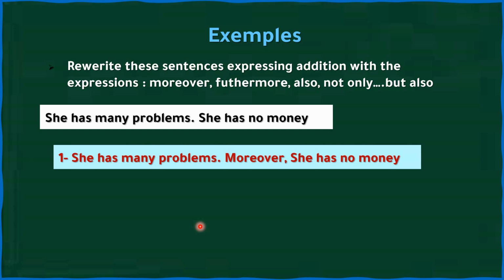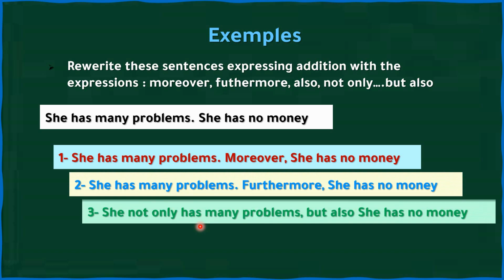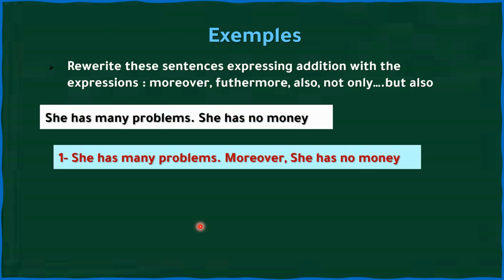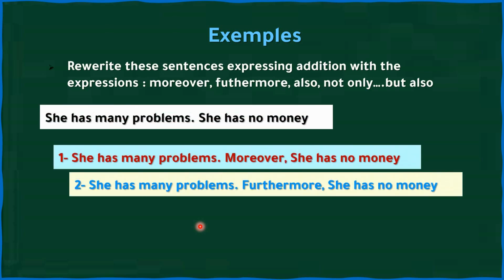Good. Good. Okay. Another suggestion. She has many problems. Furthermore, she has no money. Congratulations, Mr. Abdul Hakim. Another suggestion.